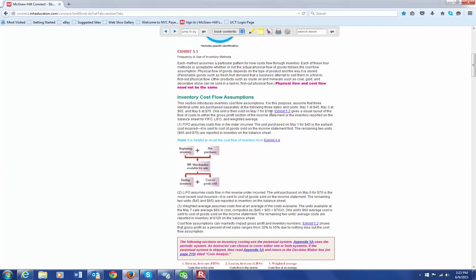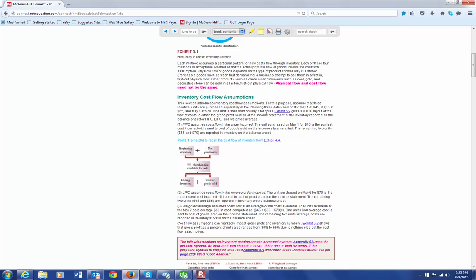Now, you sell a unit on May 7th for $100. The question could be, which one did you sell? Did you sell the one that you bought on May 1st, the one on May 3rd, or the one on May 6th? Does it matter? Because all 3 of them are the exact same item. So the question is, we have to determine how much this particular unit cost us, and therefore how much profit we made on it.